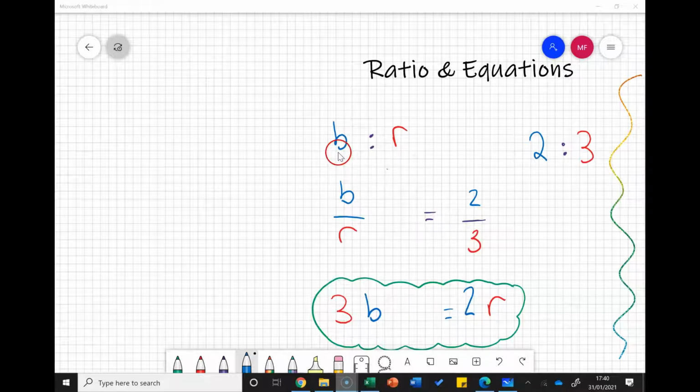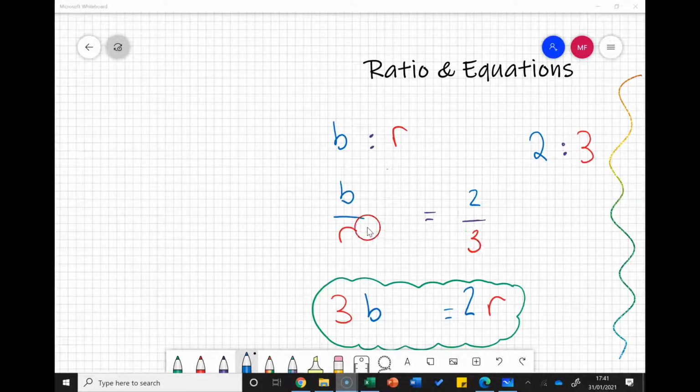Okay, so what I'm doing here is I'm dividing, if you like, both parts by red, which means I would do the same here, divide both parts by red. So I'm dividing by 3. And then I'm saying that that divided by that is equal to that divided by that. And then you get the opportunity now to set up an equation.